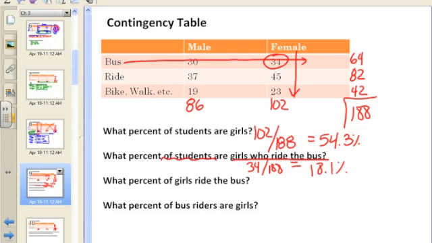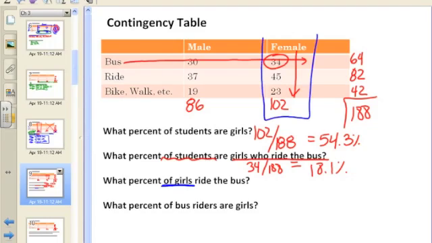The next 2 questions is where students tend to get a little bit more confused. The third question says, what percent of girls ride the bus? Not the same question we just answered. This is what percent of girls. This is a conditional question. I'm giving you a condition or a requirement. I'm only going to focus on the girls.